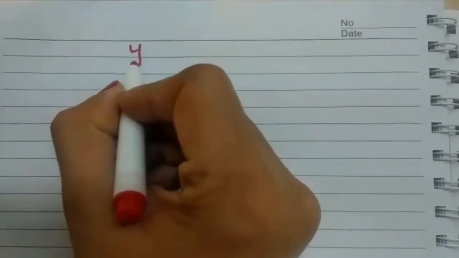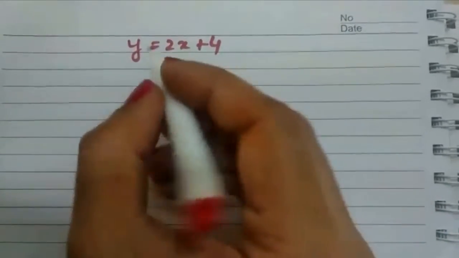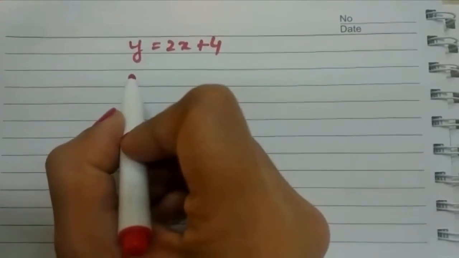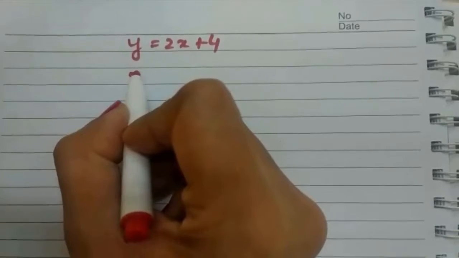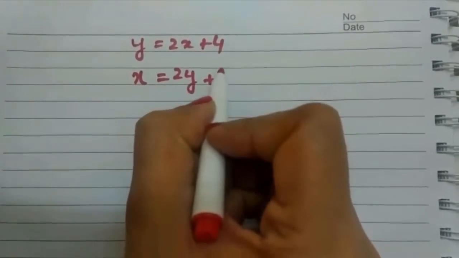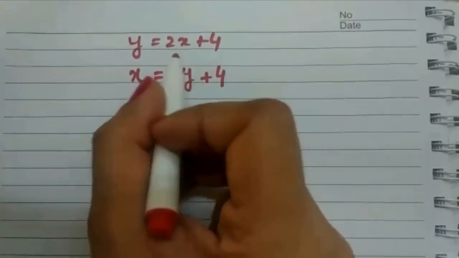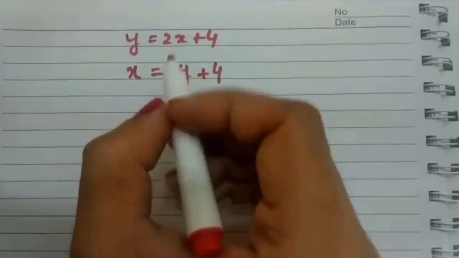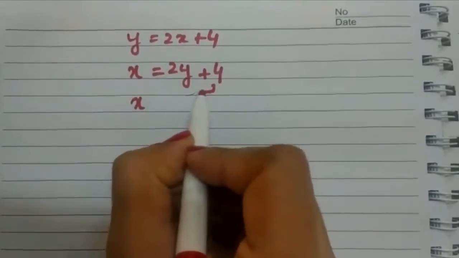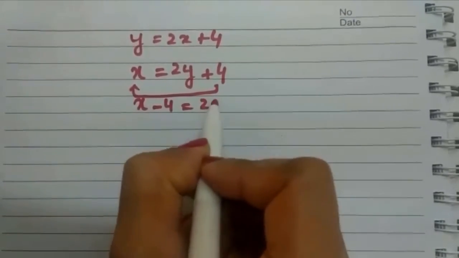We have y equals 2x plus 4. What do we have to do? We have to swap. Okay, in this step you have to swap. Now x equals 2y plus 4. In the next step, what you have to do is make y the subject. So we are going to separate y. First, we have to shift 4 over here, right? So it becomes x minus 4 equals 2y.